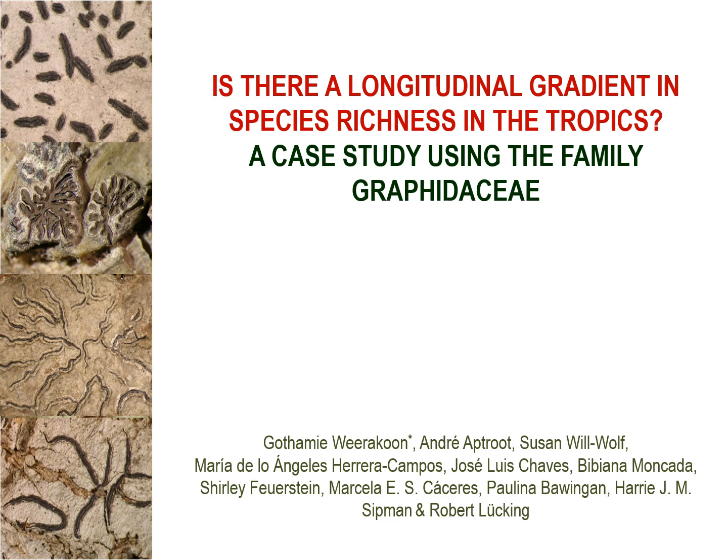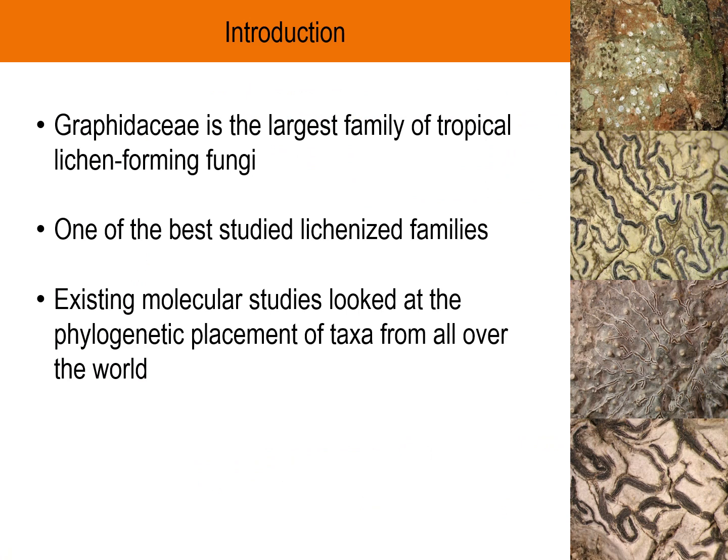We will talk about the longitudinal gradient in species richness in the tropics using the family Graphidaceae as a case study. Graphidaceae is the largest family of tropical lichen-forming fungi, one of the best studied lichen families. Existing molecular studies looked at the phylogenetic placement of taxa from all over the world.